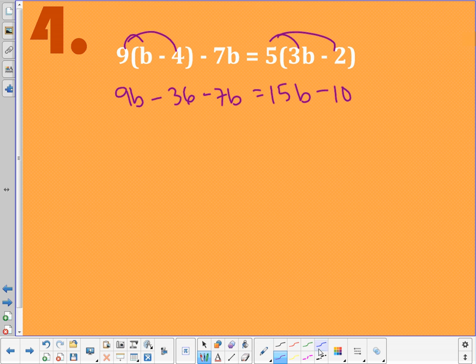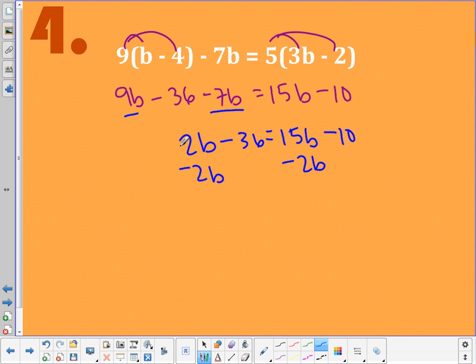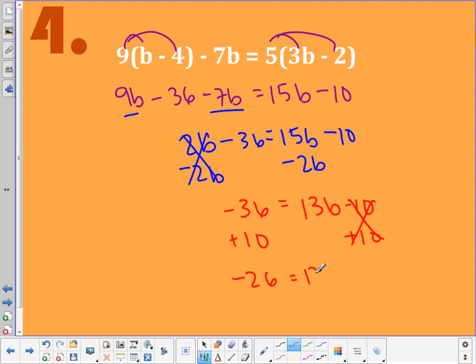I see lots of things that I have to fix here. Here's my like terms. 9b minus 7b is 2b. 2b minus 36 equals 15b minus 10. I'm going to subtract the 2b so that my variables work on the same side. That leaves me with negative 36 is equal to 13b minus 10. Then I got to get rid of the constant, add the 10. Negative 36 plus 10 is negative 26. That goes away. You have the 13b.